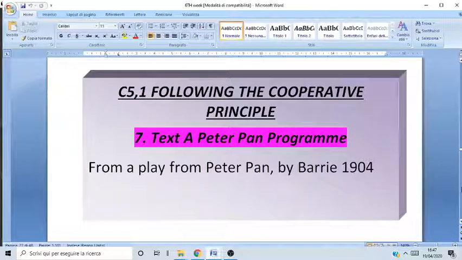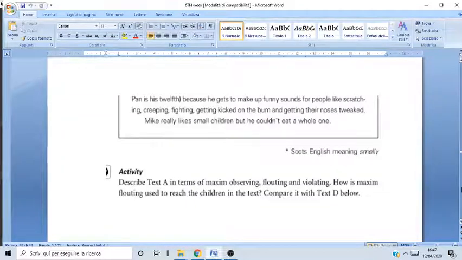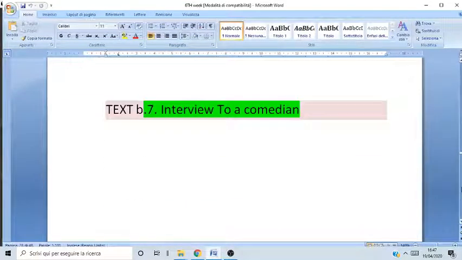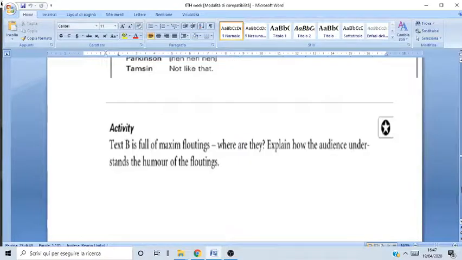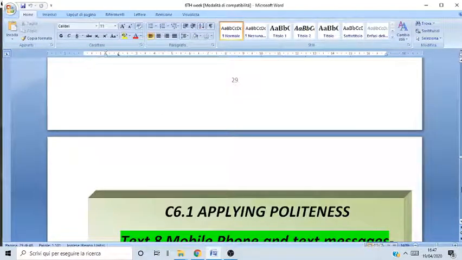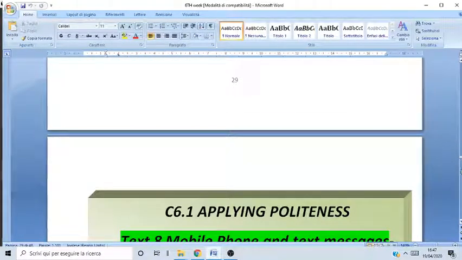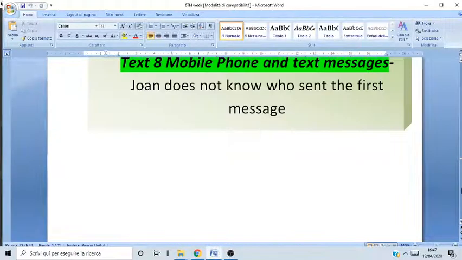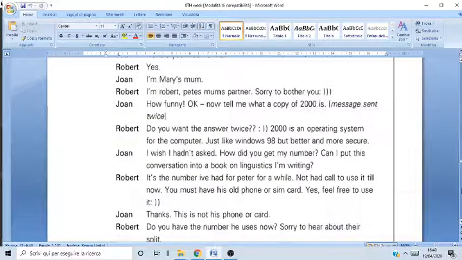And we did a Peter Pan program together where we analyzed the cooperative principles and how these were respected or violated or flouted. Text number 7 is for you, an interview with a comedian, where there's lots of flouting and violating of maxims. And then it gets into section C 6.1 with mobile phone and text messages, where you have to analyze a text conversation and how politeness is used.